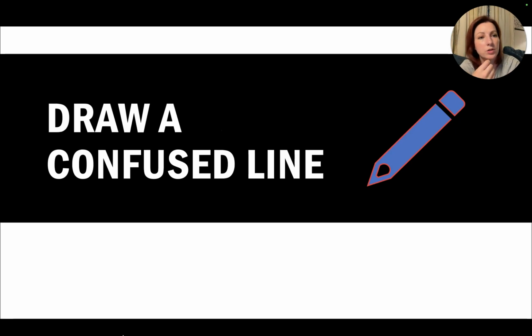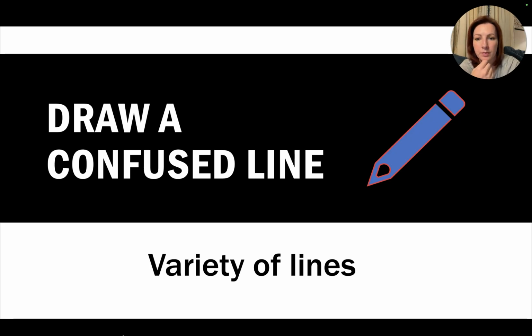And last, I want you to draw a confused line. Pause if needed. Confused lines are usually a variety of lines going all over the place because when you're confused, you don't know which way to go, correct? So you can express that emotion just with the type of lines you use. So did you draw lines like that?